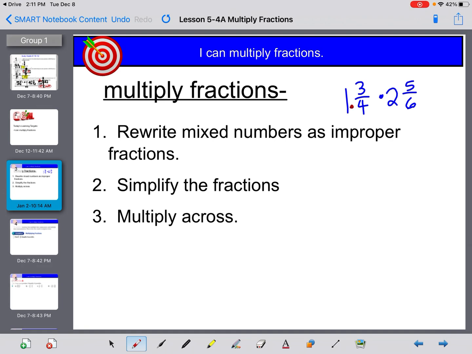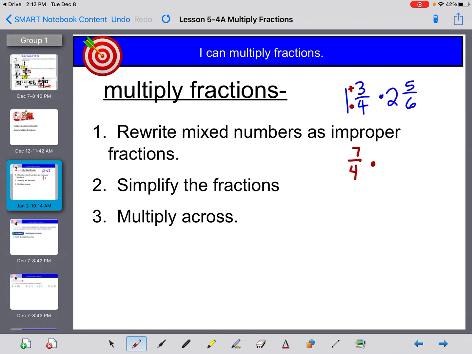Rewriting these as improper fractions, I start off by renaming 1 3/4 by 4 times 1 plus 3. And I get 7/4. So just as a reminder, if you have an improper fraction, you take your denominator of 4, multiply it by the whole number, and then add 3, 7, and then you keep the denominator of 4, 7/4.